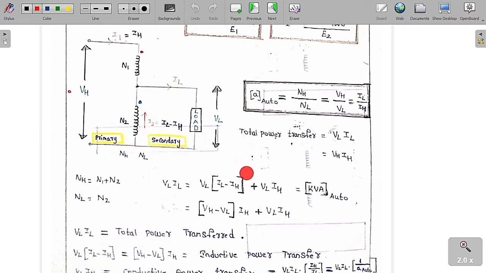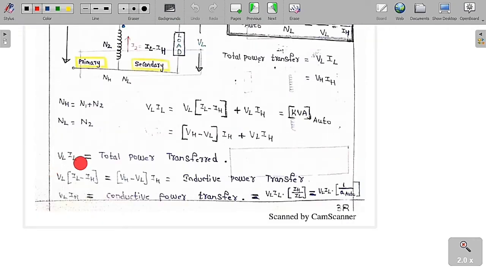Then what is the conductive power? The total power minus this magnetically coupled power is the conductive power. Or try to find the power in the other winding. The voltage across this winding is VH minus VL and the current is IH. So (VH minus VL) into IH is the magnetically transferred power. Both are always equal, no matter which one you use, you get the same result. And if you want the conductive power, take the overall power transfer minus the magnetic power.